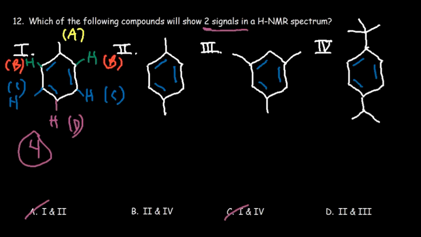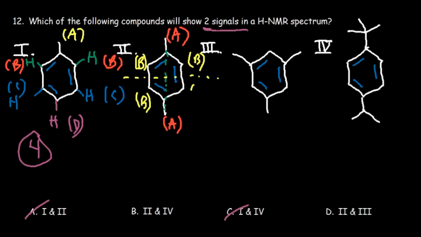Looking at compound 2, the methyl groups are identical to each other. So we'll call it proton A. As we can see, there is symmetry across this line. So therefore, these two are identical to each other. And there's also symmetry here. So we can call this proton B as well. So all 4 of those protons are identical to each other. They have the exact same chemical environment. If you compare these two protons, they're both 1 carbon away from the methyl group. So compound 2 would show up as 2 signals.